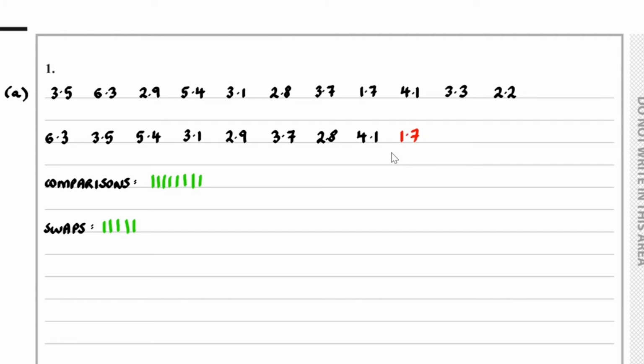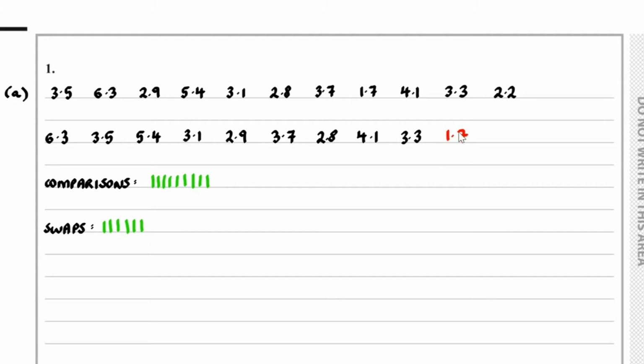We then compare the 1.7 with the 3.3. So that's another comparison. Do they need swapping? Well, 3.3 is larger than 1.7, so they need swapping. So 3.3 will go here, and temporarily, the 1.7 will go here.